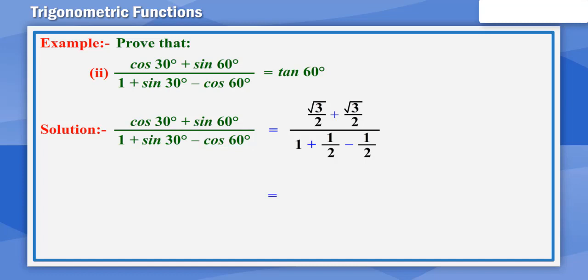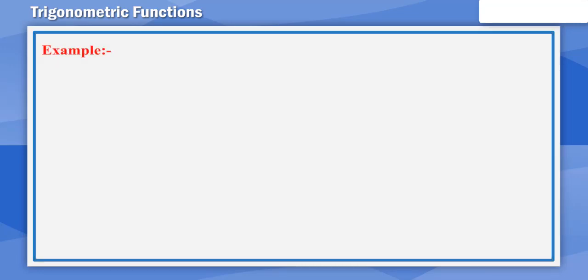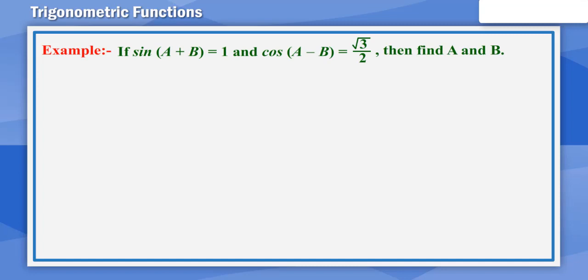This becomes equal to, in the numerator taking 2 LCM, this becomes 2 root 3 by 2 divided by, in the denominator 1 by 2 cancels with minus 1 by 2 and we are left with 1. This becomes equal to 2 cancels with 2, root 3. And we know that tan 60 degrees is equal to root 3. Let's take the next example. If sine of A plus B is equal to 1 and cos of A minus B is equal to root 3 by 2, then find A and B.